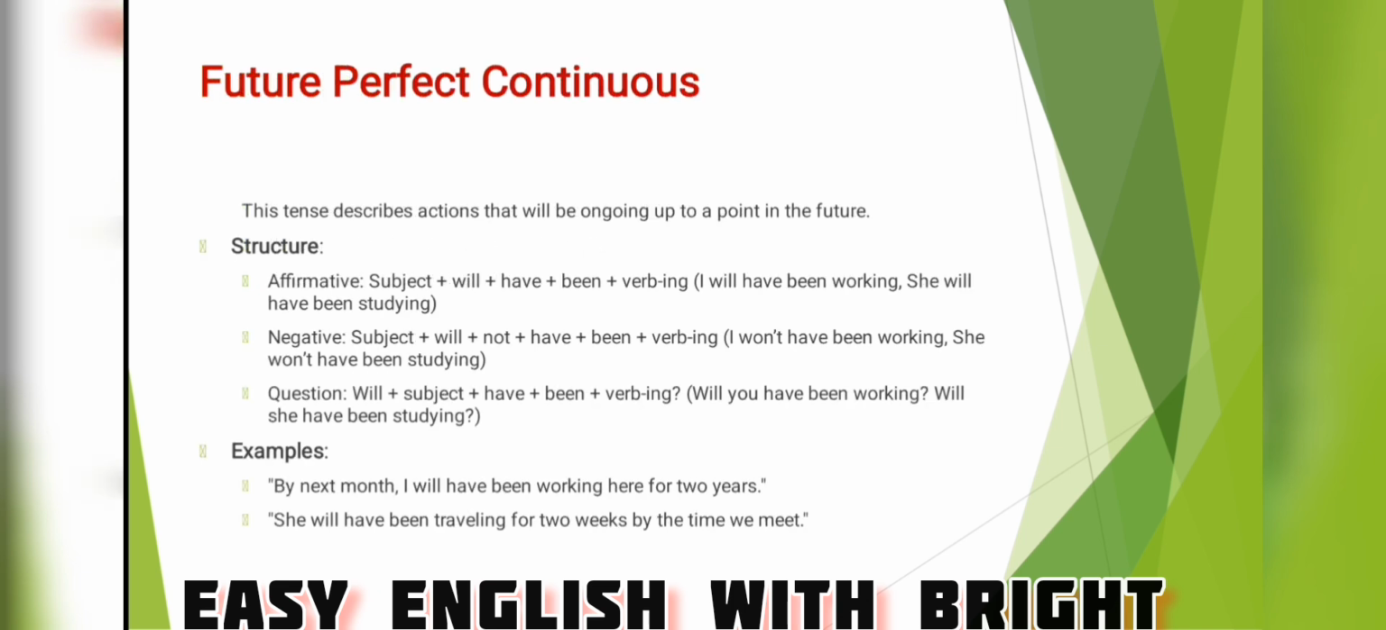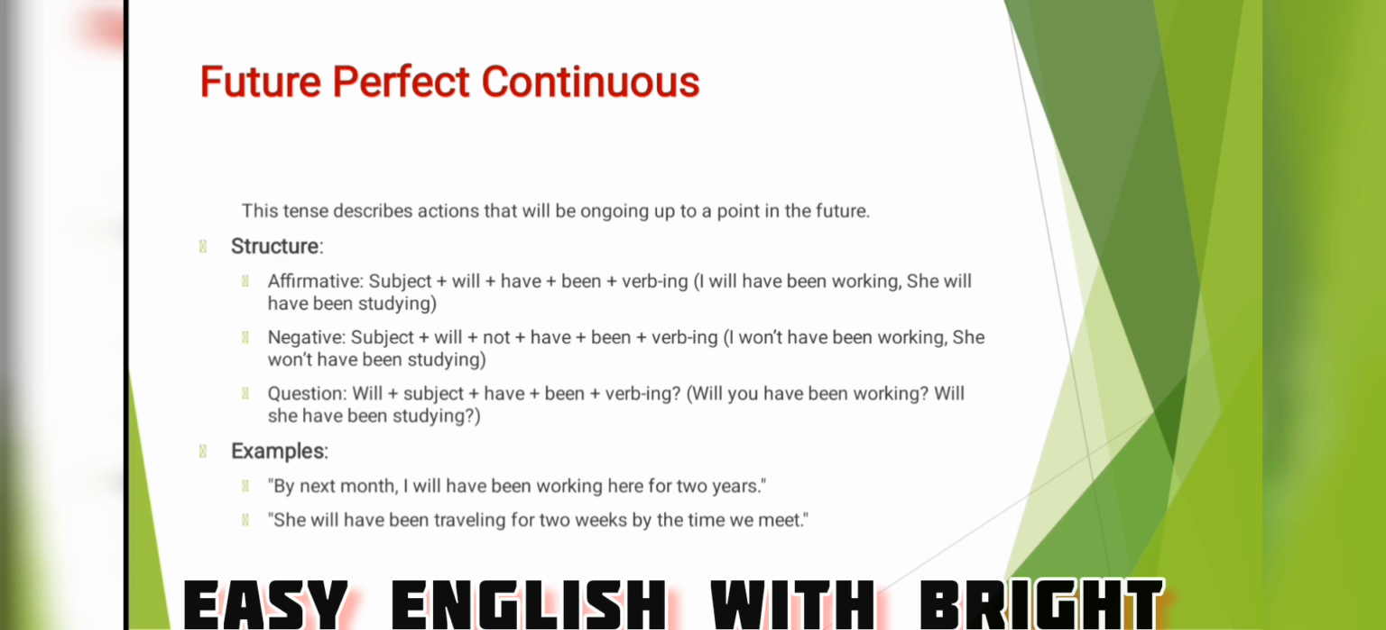Future perfect continuous. This tense describes an action that will be ongoing up to a point in the future. Structure: affirmative, subject plus will plus have plus been plus verb with ing. I will have been working. She will have been studying.